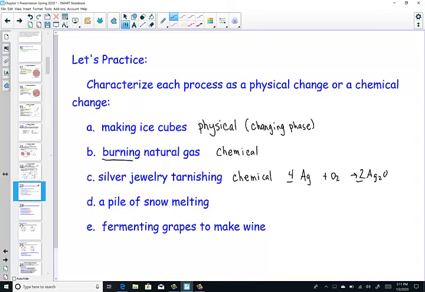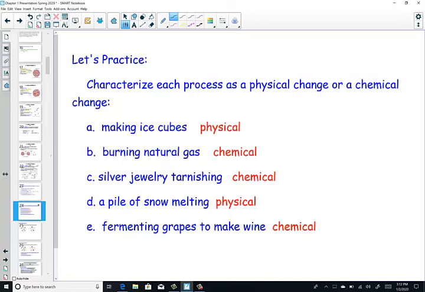A pile of snow melting, well, again, that's a phase change, just like letter A was. So that's a physical change. And fermenting grapes to make wine. Well, that is a chemical change. Certainly wine has a different chemical composition than grape juice. So a chemical change. How did you do? Did you match ours as we had decided?